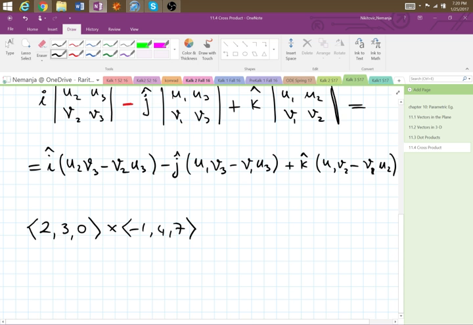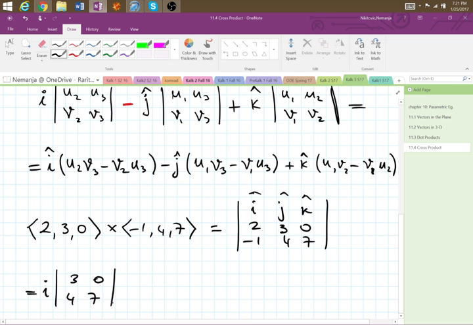All right, so setup i, j, k, 3, 0, negative 1, 4, 7, i. So it's going to be 3, 0, 4, 7 minus j, which is 2, 0, negative 1, 7, and then plus k, which is 2, 3, negative 1, and 4.